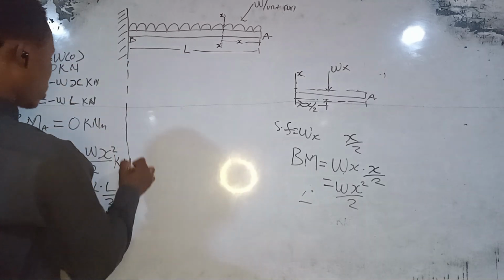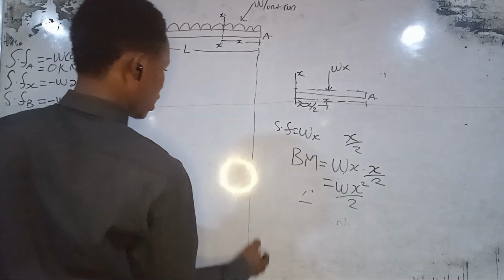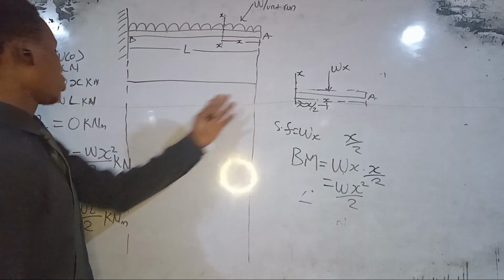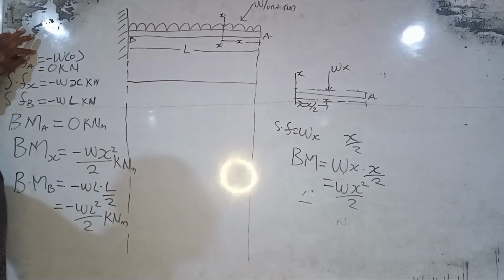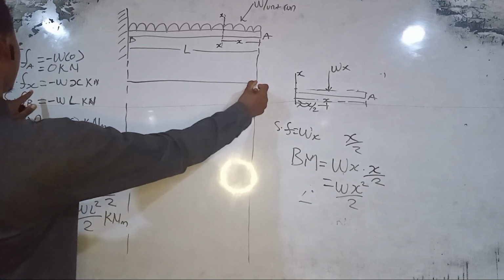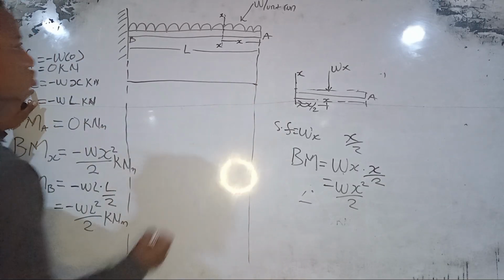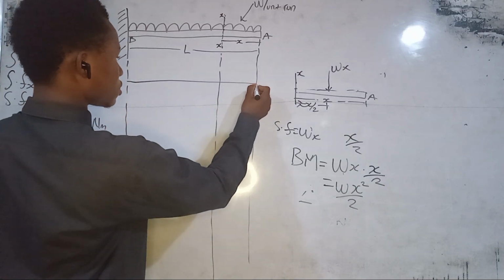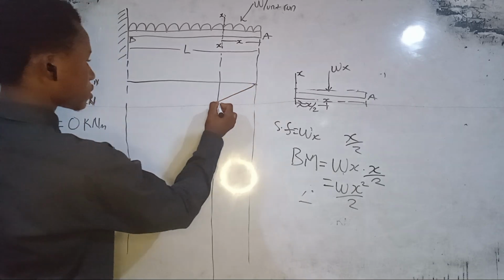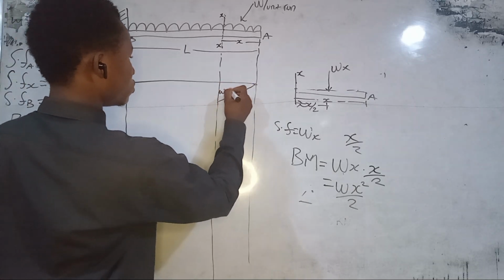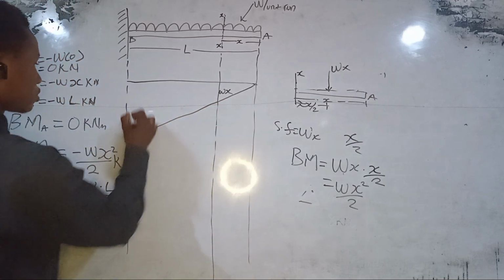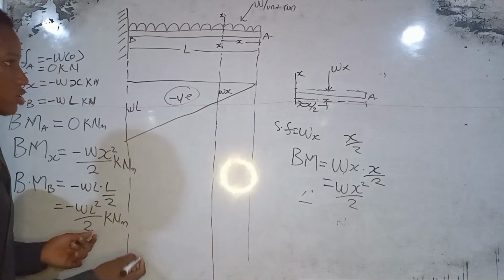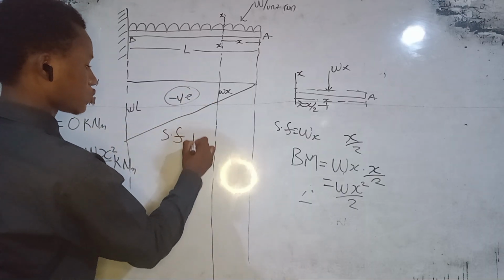Now to the diagram. For the shearing force, let's say we have a neutral line of 0 here. So the shearing force at A is 0. Then the shearing force at X here is W times X. Let me put it this way: we have WX here, and the shearing force at B is WA. Everything is negative. That is the shearing force. So this is the shearing force diagram.